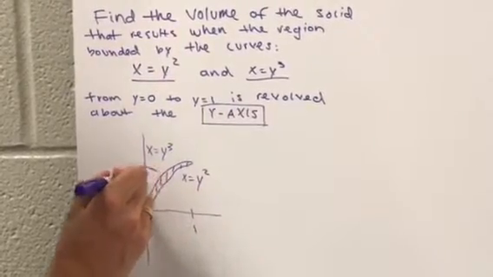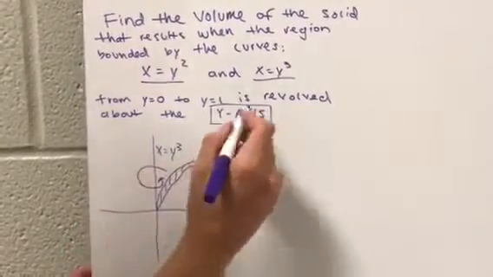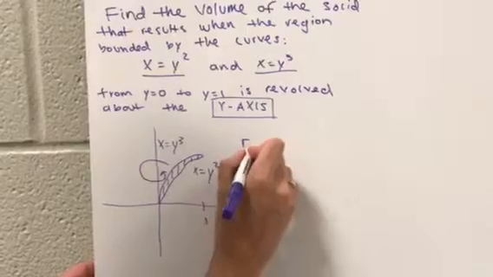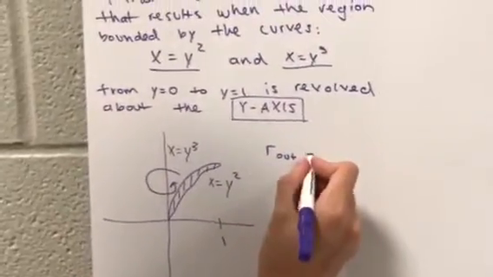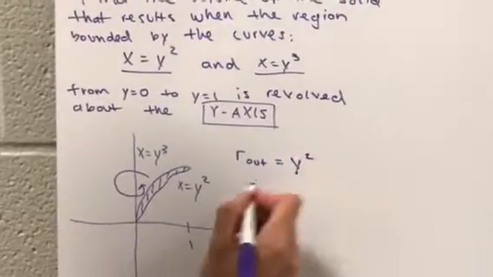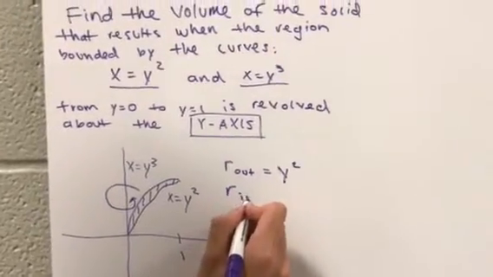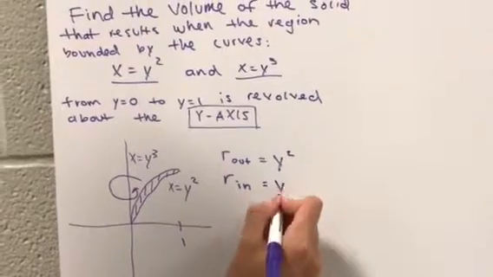Next, we're going to be identifying R out, which is the curve furthest from the y-axis, and then R in, which is the one closest to the y-axis. And in this case, as you can see by the picture, R out is y squared and R in is y cubed.